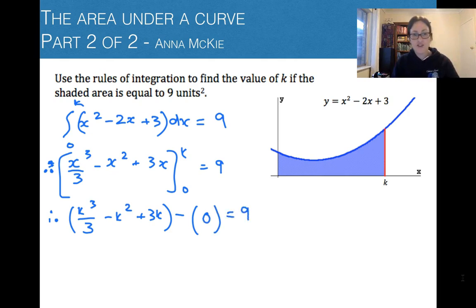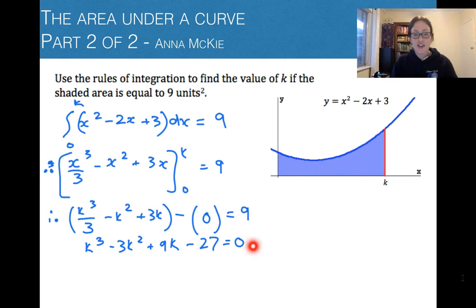And now we need to solve for k. So we're going to rearrange where we make everything on the right hand side equal to 0, and I'm going to multiply through by 3 as well. So k cubed take 3k squared plus 9k, it'll end up being take 9, and so take 27 is equal to 0.